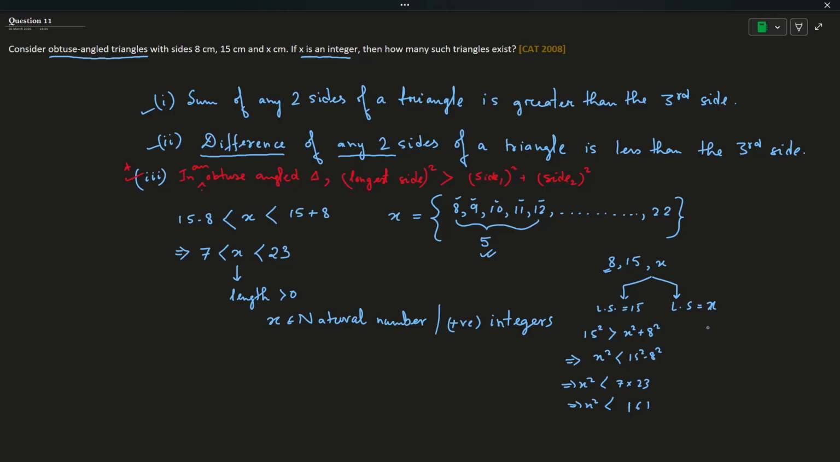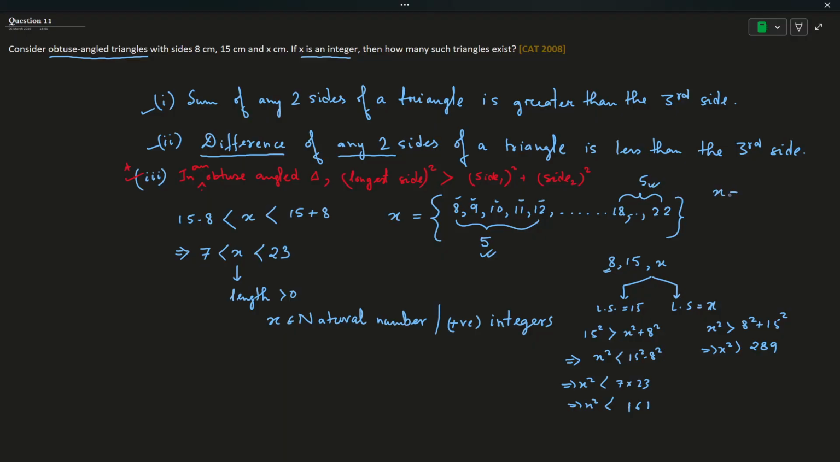If x is the longest side, then x square is greater than 8 square plus 15 square. 8 square is 64, and 15 square is 225. So 64 plus 225 is 289. This is 17 square, right? 17 into 17. That means x must be greater than 17. So these are also possible: 18 to 22. So how many numbers are there? 5 numbers are there, right?